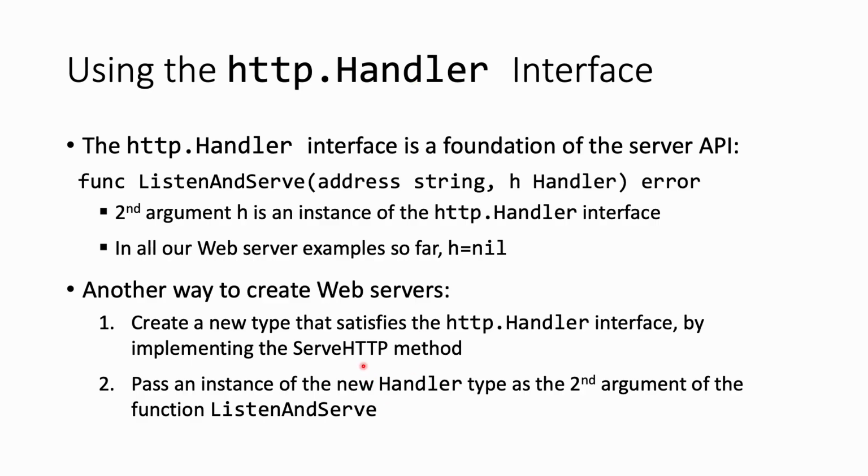Now we will learn another way to create web servers using the http.Handler interface. So in this way, there are two steps. The first step is to create a new type that satisfies the http.Handler interface by implementing the ServeHTTP method. And the second step is to pass an instance of the new handler type as the second argument of the function ListenAndServe.